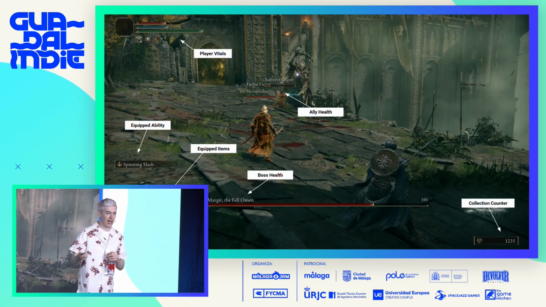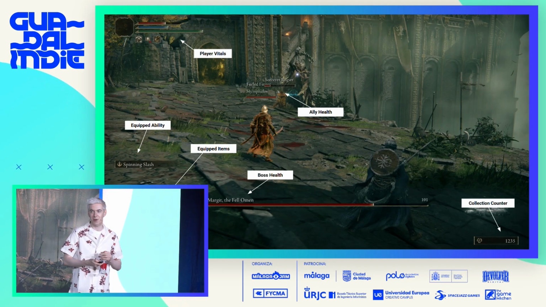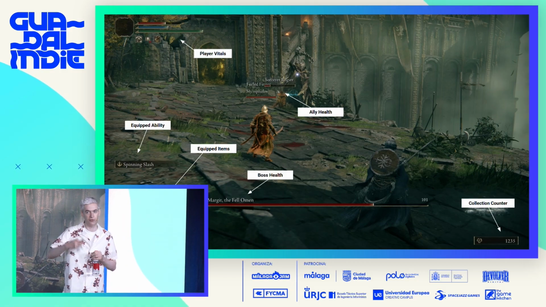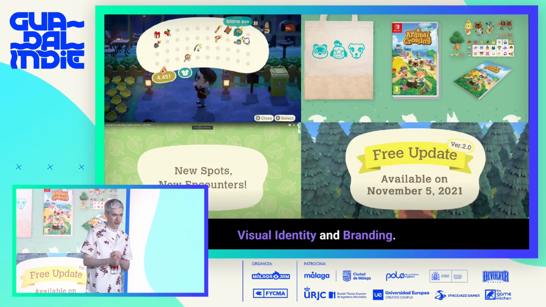So if you've got a health bar, a boss bar, or collection counters, and ammo, all that kind of stuff. That's information that the game is giving you in response to the controls that you are giving it. So it's like a continuous cycle. We'll get to that in a minute.